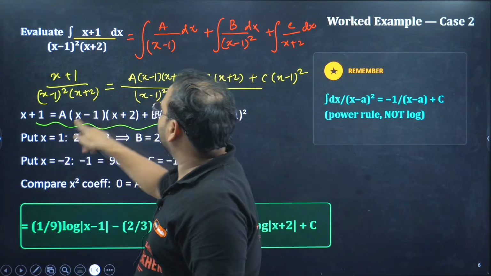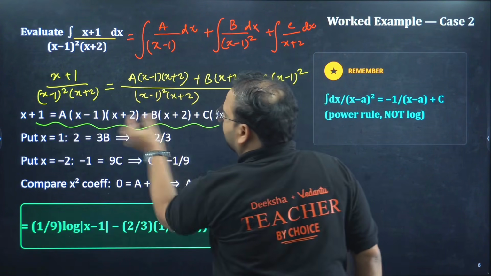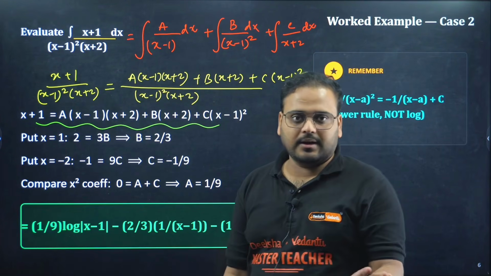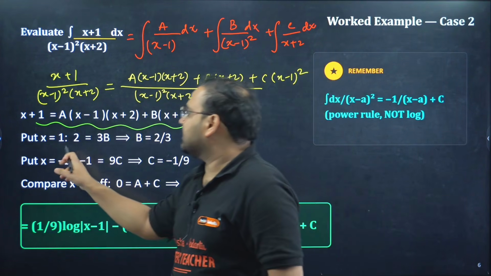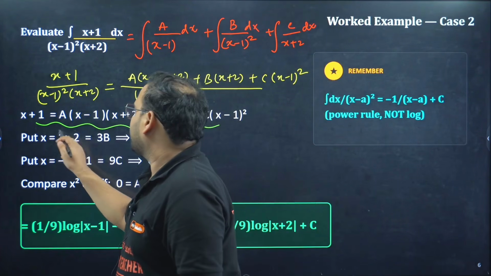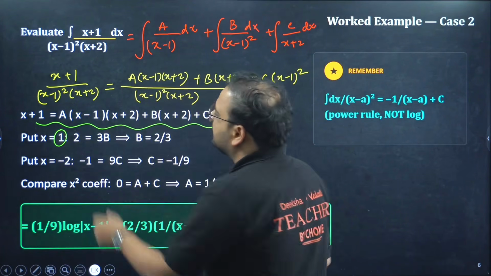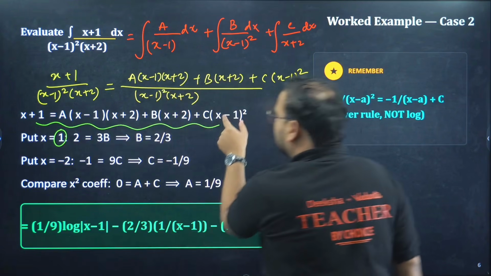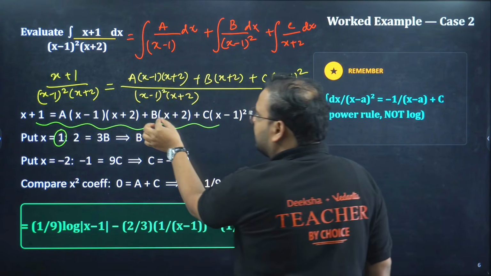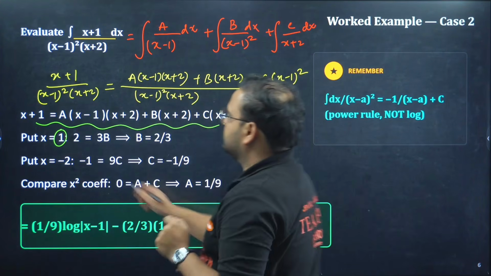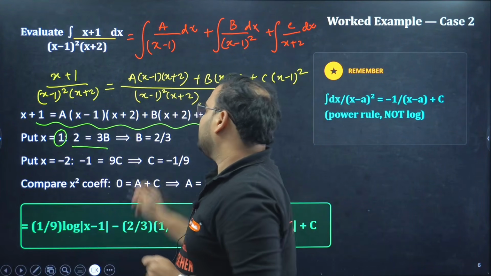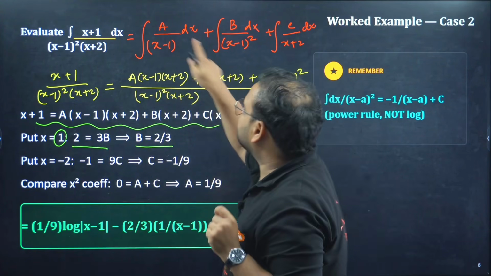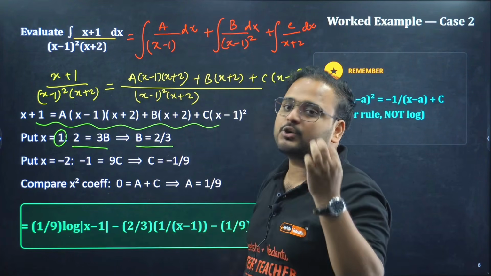x plus 1 equals a times of x minus 1, x plus 2, plus b times of x plus 2, plus c times of x minus 1 the whole square. Clear? Okay. Now, start putting x as 1. When you put x as 1, what will happen? This will become 1 plus 1, that is 2. This will become 0 because 1 minus 1 is 0. This will also become 1 minus 1, so 0. You'll have only b times of 1 plus 2, which is 3. So you'll have 2 equal to 3b. That gives me b equal to 2 by 3. So out of the 3 unknowns, b value is now known as 2 by 3.